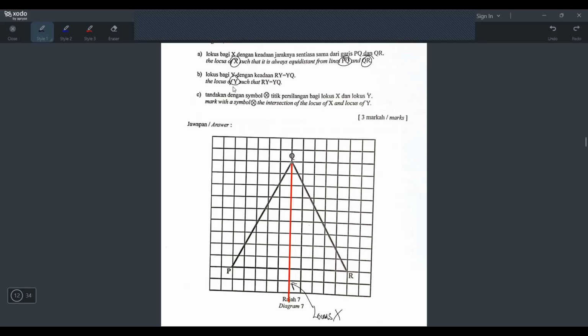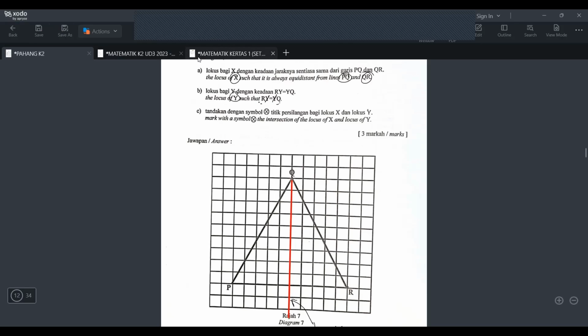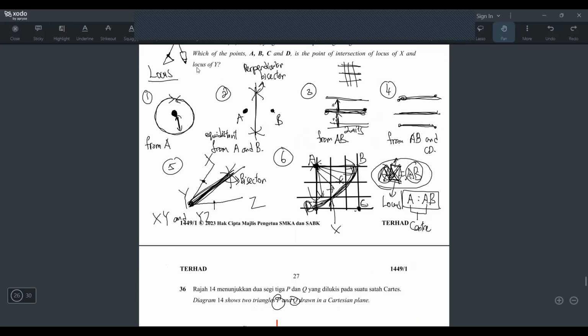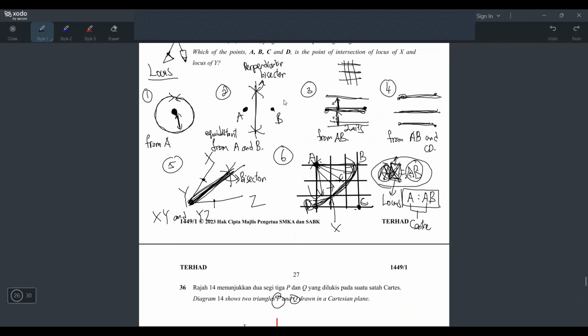So Y, why is there no Y in the diagram? Because you have to locate the Y. Okay, how to locate the Y? Don't look at the Y because Y doesn't exist in the diagram. Just look at R and Q. So this is R, this is Q. So R and Q are 2 points. So let's go back to my notes. If 2 points, how will you draw it? Which type? This one, right?